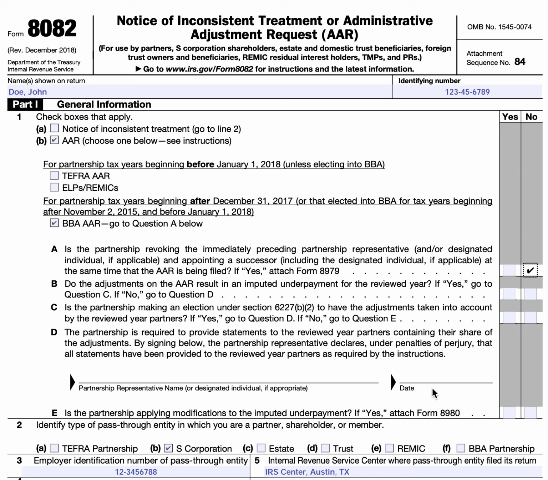So we're going to proceed as if this does not result in an imputed underpayment. We go to question D, which is the partnership is required to provide statements to the reviewed year partners containing their share of the adjustments. And by signing this, the partnership representative declares under penalties of perjury that all statements have been provided as required by the IRS instructions. So then the partnership representative name would sign this.